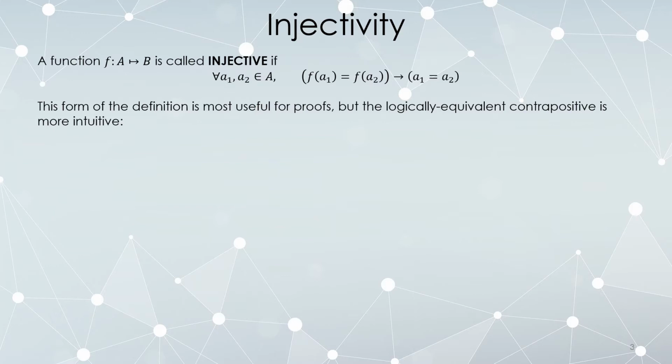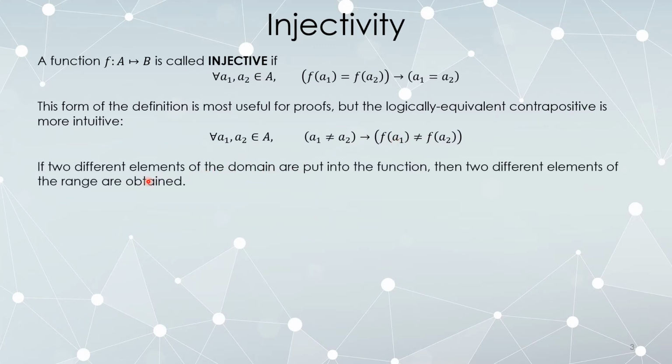So this is the form of the definition that's most useful for proofs, because it's a conditional statement. The logically equivalent contrapositive is a little more intuitive, which says, given any two elements of the domain, if A1 and A2 are not the same thing, then when you put them through the function, you get out different things. So if you take different things to begin with, the function, if you plug in different numbers or whatever elements, will produce different elements in the codomain. So that's what this version says in the contrapositive.